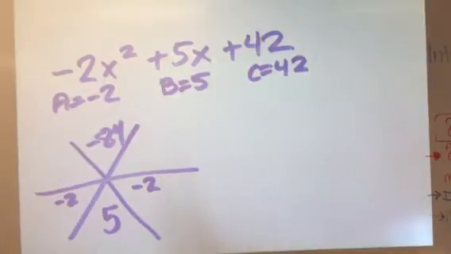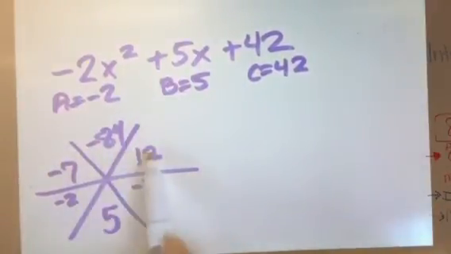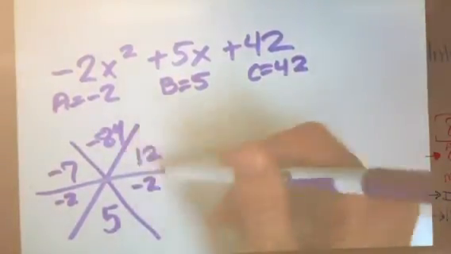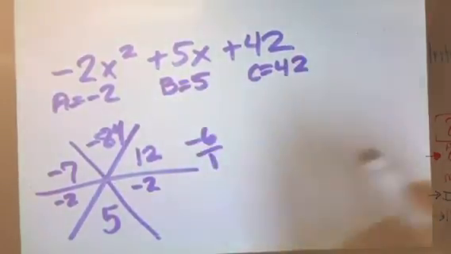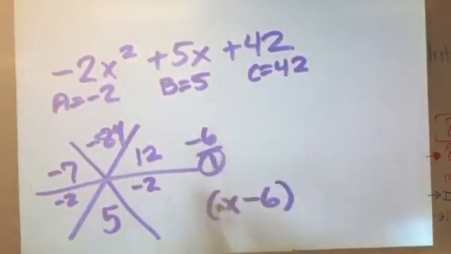Which pair of factors has a sum of 5? Keep in mind I have a negative product, so one's positive and one's negative. So I would use negative 7 and positive 12 because they have a difference of 5 since they're different signs. So now I simplify if possible. 12 over negative 2 simplifies to negative 6 over 1. So I know one of my factors is x minus 6. Again, the denominator becomes the coefficient of x. I don't need to write it if it's a 1.